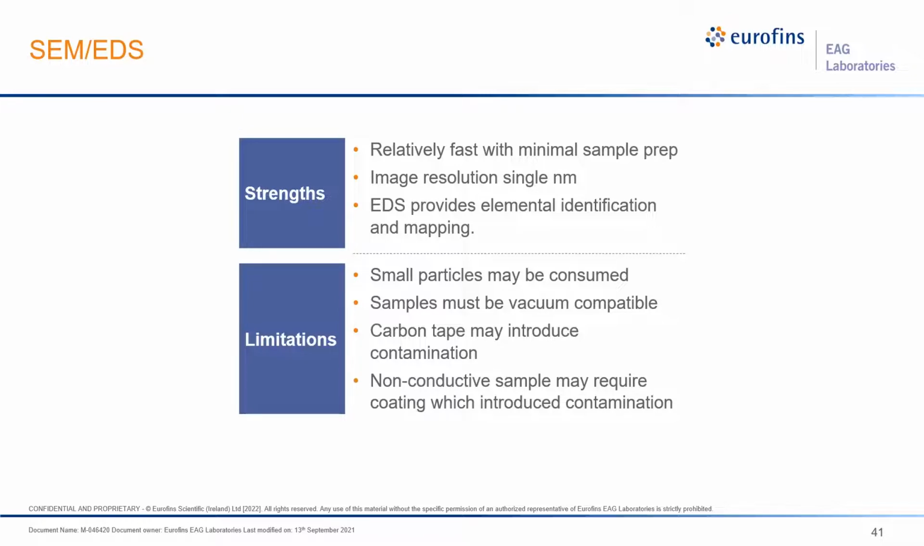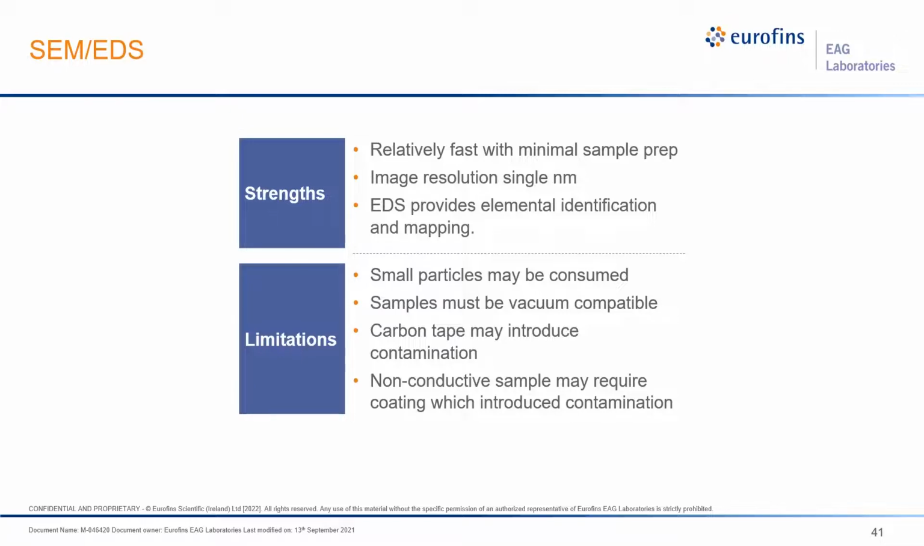The limitation is that if you have a very small particle, it may be consumed during the analysis because the high energy e-beam that hits the sample may consume it. The samples must be vacuum compatible because the SEM chamber is a high vacuum chamber. The carbon tape we sometimes use to secure the particulates may introduce contamination. The adhesive is very hard to get rid of once it's attached to the sample. So if something could be organic, you always want to start with FTIR first before going into EDX due to the carbon tape.